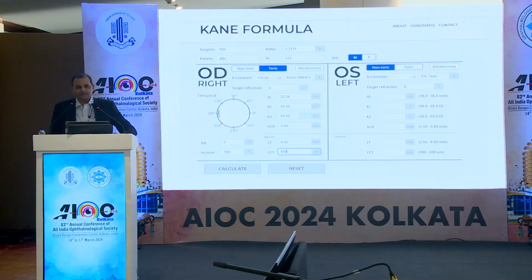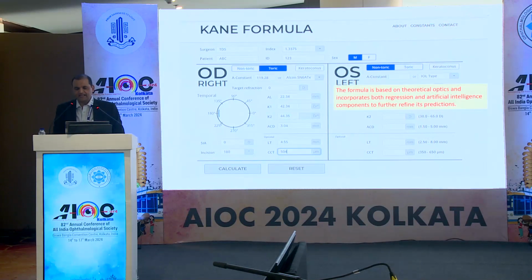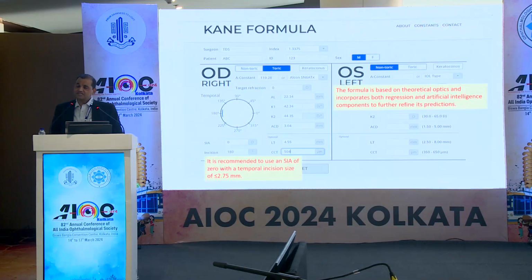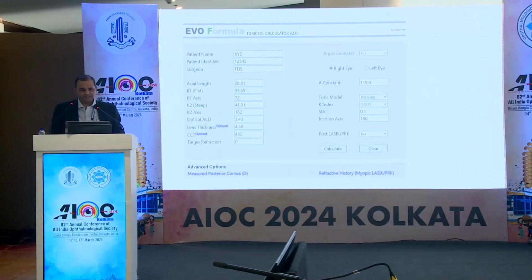The Kane toric calculator, which is very popular nowadays, is based on theoretical optics, and is both regression and AI based. This is very important to understand. When you are using the Kane formula, Dr. Kane has suggested using an SIA of 0 when you are going for a temporal incision of less than 2.75. Usually we put in our own SIA, and then it will give erroneous results.